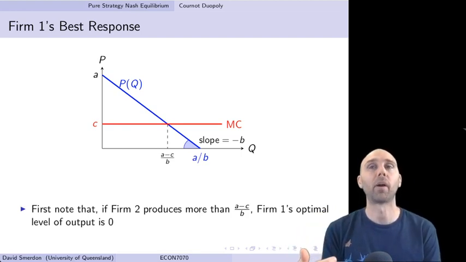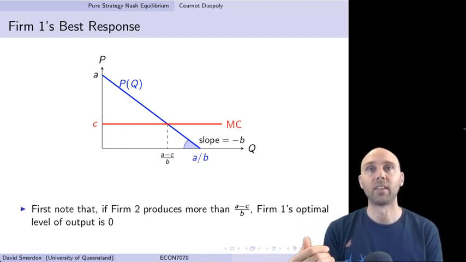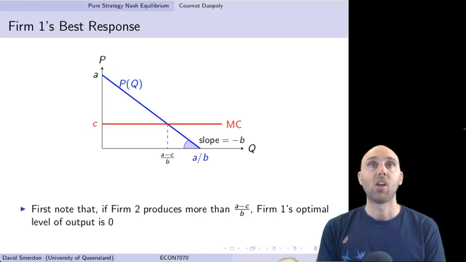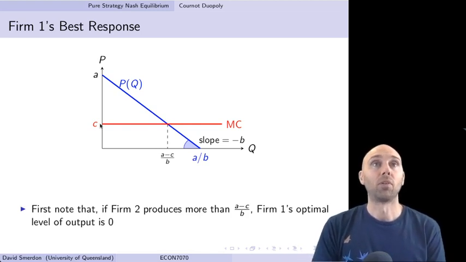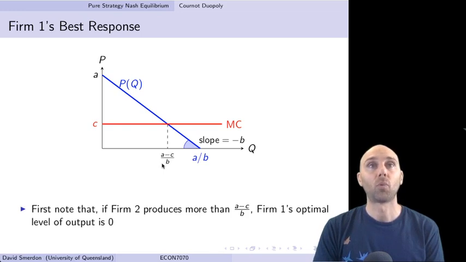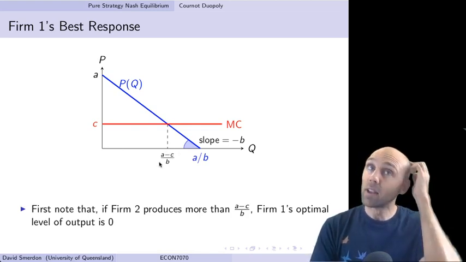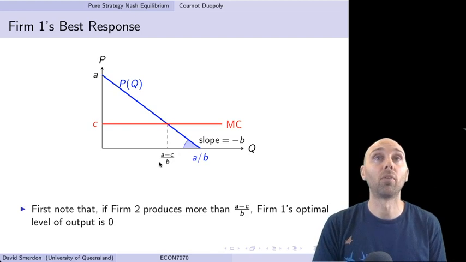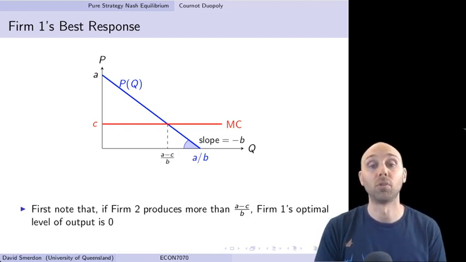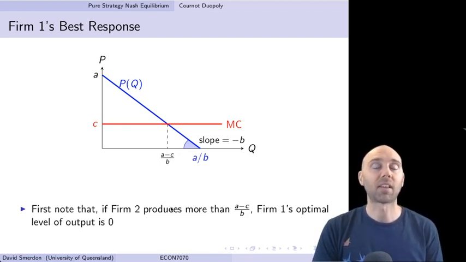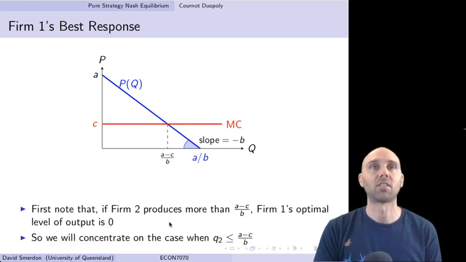You might remember from microeconomics, we call this the shutdown condition. So if the price goes below c, which means if the quantity goes above (A minus c) over B, then firm 1 will never produce. So if firm 2 produces more than this amount, whatever firm 1 produces, the price will be below the marginal cost, and firm 1 should do better not to produce. So that's a very basic condition to get us started.